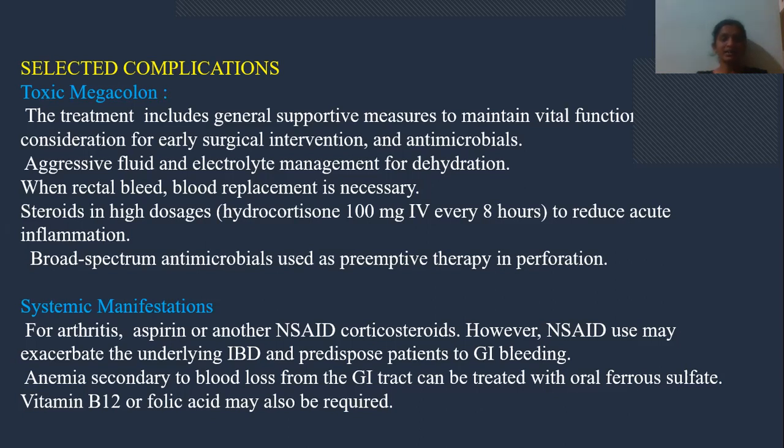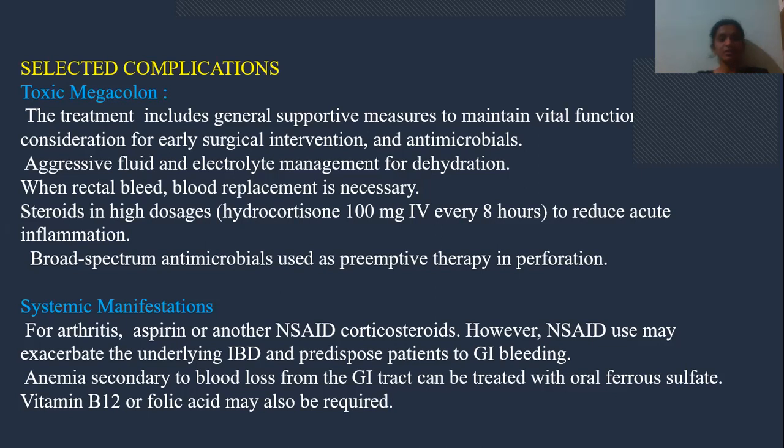The systemic manifestations other than those related to the colon include arthritis. If there is arthritis, there will be swelling in the joint region, so the patient will be complaining regularly of pain and edema there. For that, we'll be treating the patient with aspirin or other NSAIDs and corticosteroids. Either NSAIDs alone or we can add corticosteroids in combination.